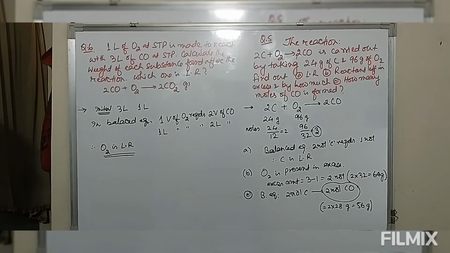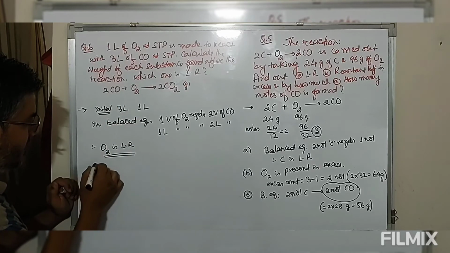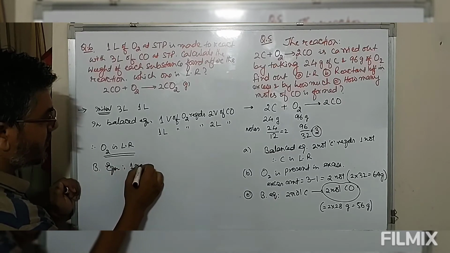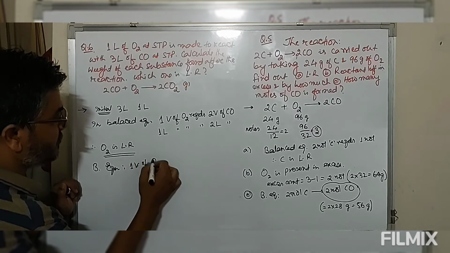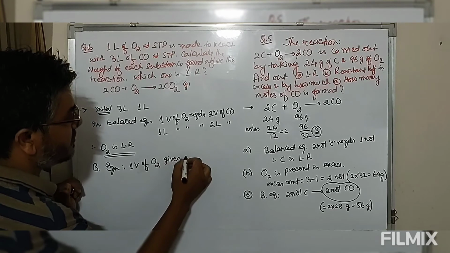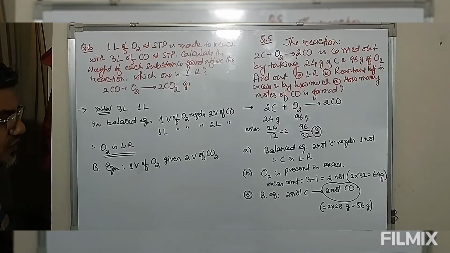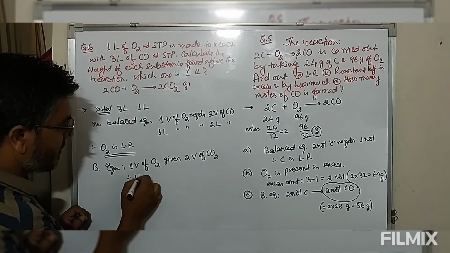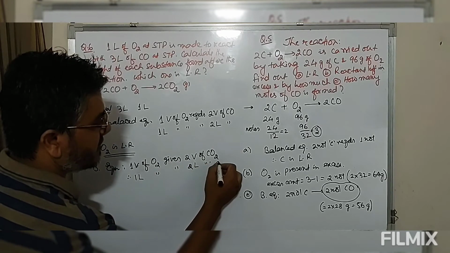Therefore, oxygen is our limiting reagent. Once we have this, we can easily define the quantity of carbon dioxide formed. Again, the balanced equation says 1 volume of oxygen gives 2 volumes of carbon dioxide at the same temperature and pressure. So 1 liter of oxygen will give you 2 liters of carbon dioxide at STP.